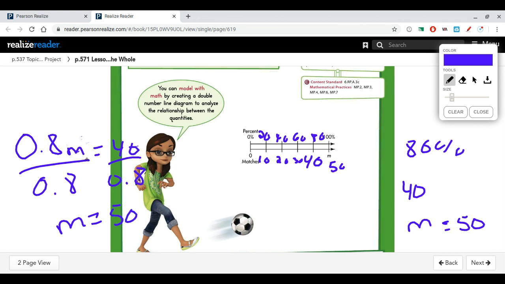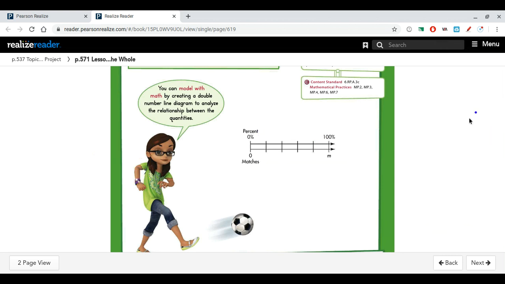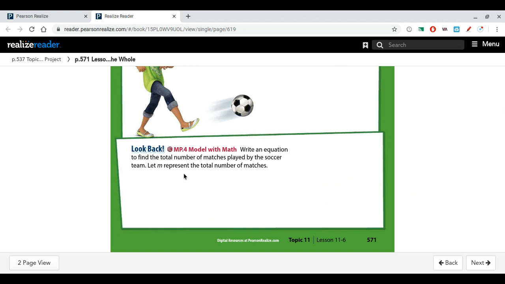So when I set up my equation, the variable is going to be next to the percent, and then here's my part. My total is going to be next to the percent because I multiply percent by the whole to get my part.